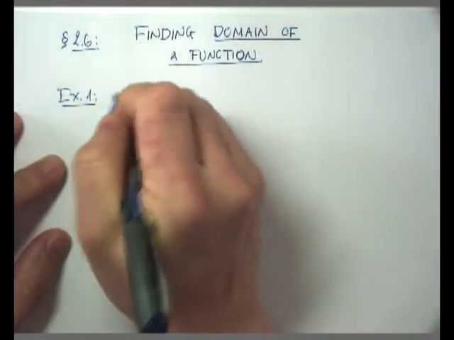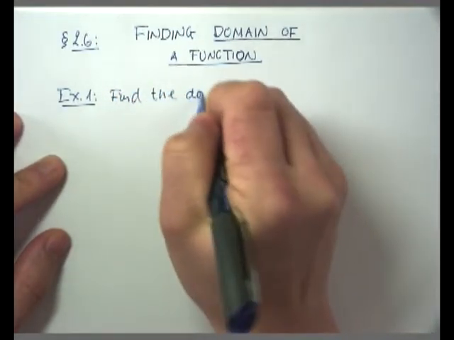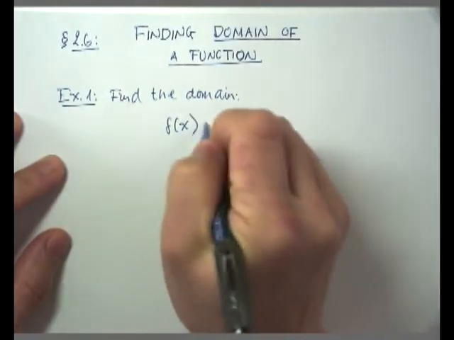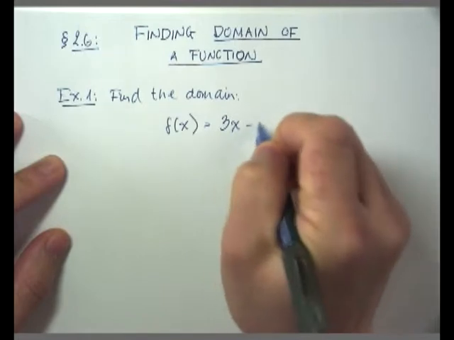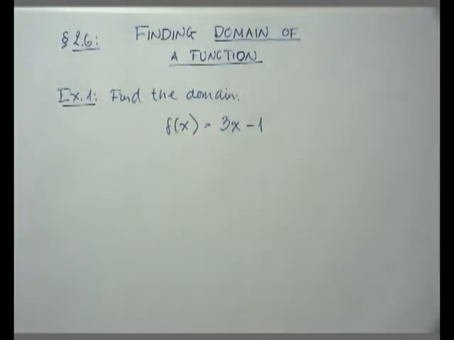Example number 1. And we want to find the domain. The first function that we're looking for the domain of is 3x minus 1. So here I have a function f of x equals 3x minus 1.